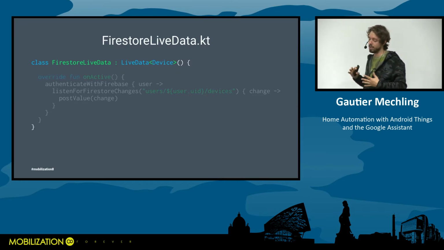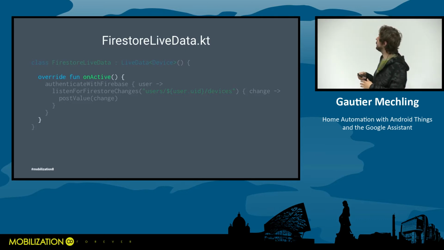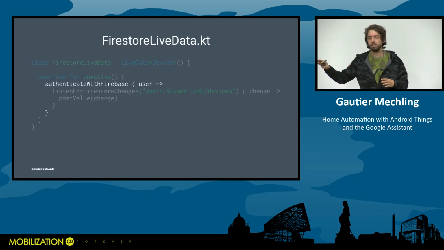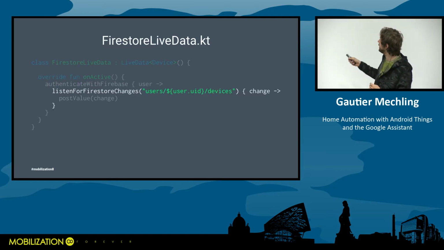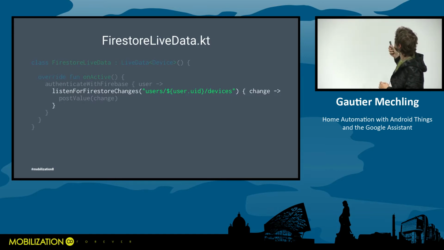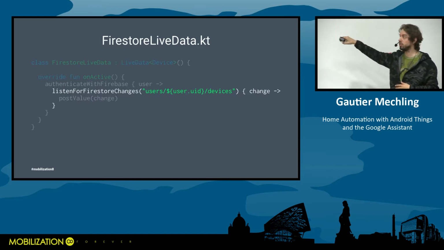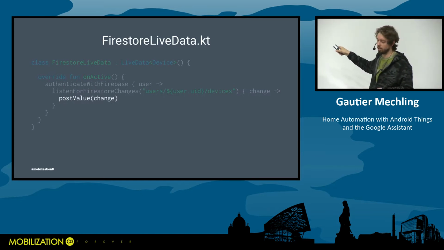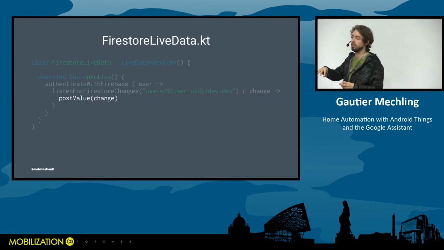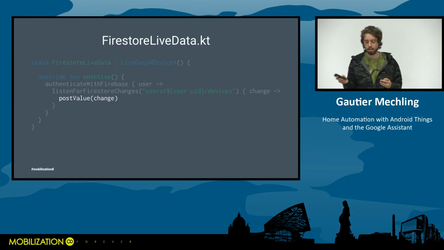So in our Android Things application, we will wrap Firebase into a LiveData. And when the LiveData is active, we authenticate with Firebase to be able to access data. And we listen for Firestore changes on this document. So each time a device has been modified in the Cloud Firestore, we can just use the LiveData to post the value to, for instance, an observer in another activity.